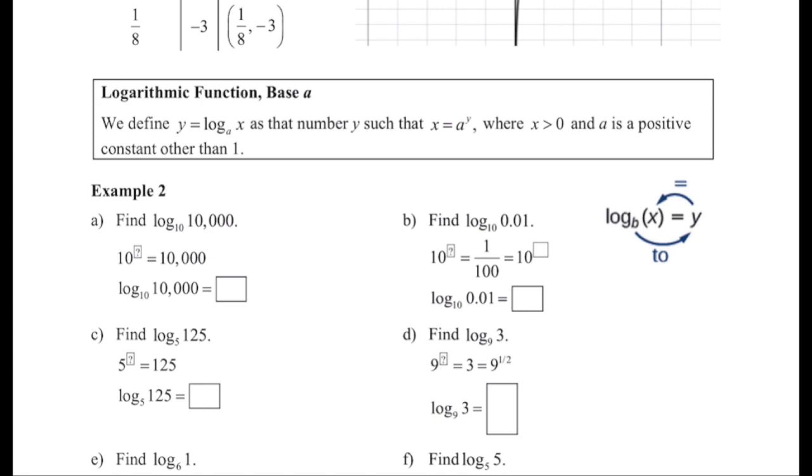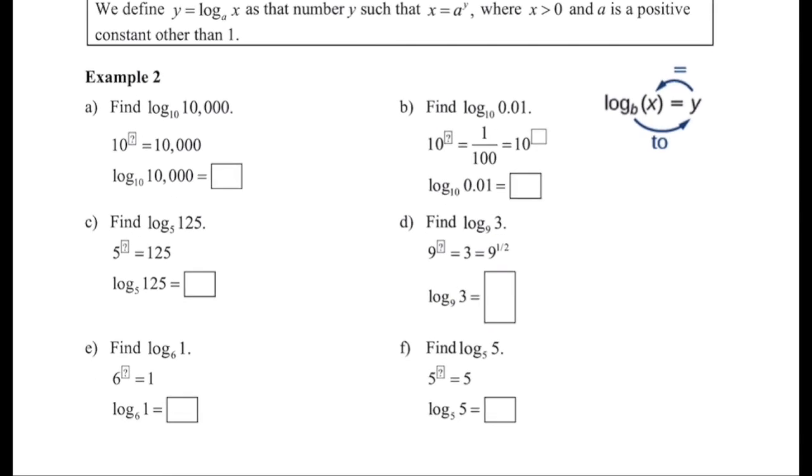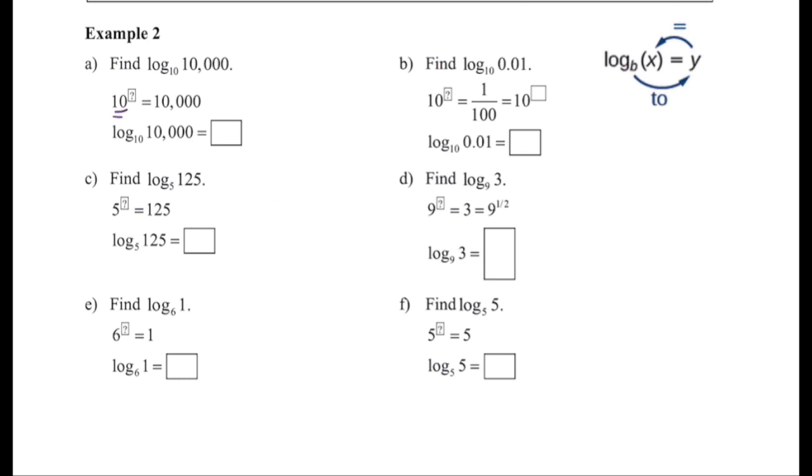So if it's asking us in part A to find log base 10 of 10,000, we're asking ourselves 10 to what power gives me 10,000? Well, 10 to the power of 4, we know, is 10 times 10 times 10 times 10, which would give me 10,000. Therefore, log base 10 of 10,000 is 4. So utilizing that exponent written form will be helpful.